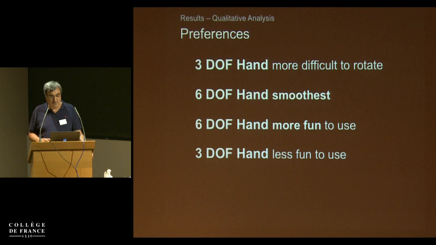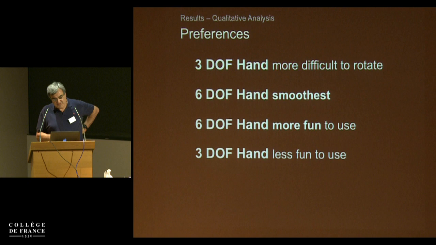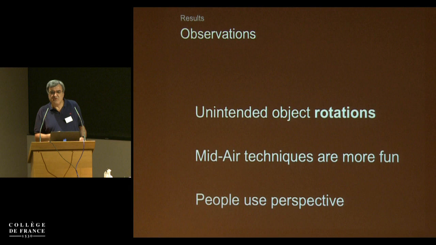So people found out that the 3 degree of freedom separation for each hand was making it difficult to rotate. Not unsurprisingly, they were using the non-dominant hand to rotate. They really liked the 6 degree of freedom hand, which would provide the smoothest and also the more fun to use. Again, some problems: when you use the 6 degree of freedom mapped to one hand, you get unintended object rotation, so you need to work that out a little bit better.